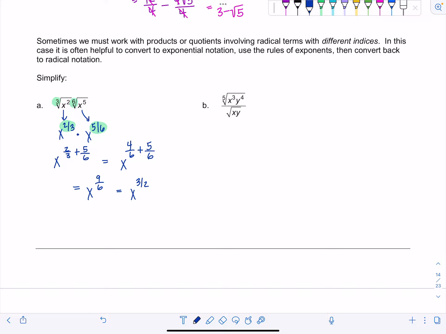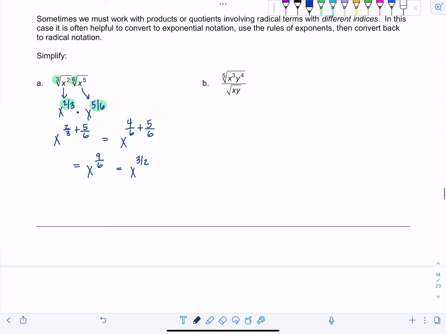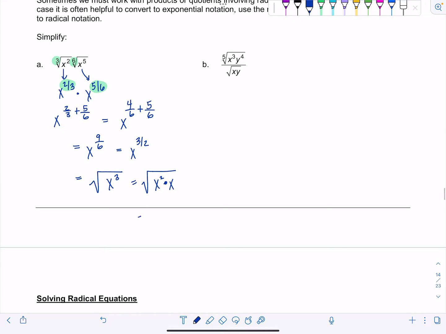So since this was originally written with radicals, I'm going to go back to that. And if we have x to the 3/2, that's the square root, remember, we don't put the 2, but that's what it means, of x cubed. And that's not completely simplified because x cubed, remember this is rad x squared times x. They didn't say whether I should assume variables are positive, but I'm just going to go ahead and do it. So rad x squared, that's just going to be x, and then we have rad x. Okay, good. That's your final answer.